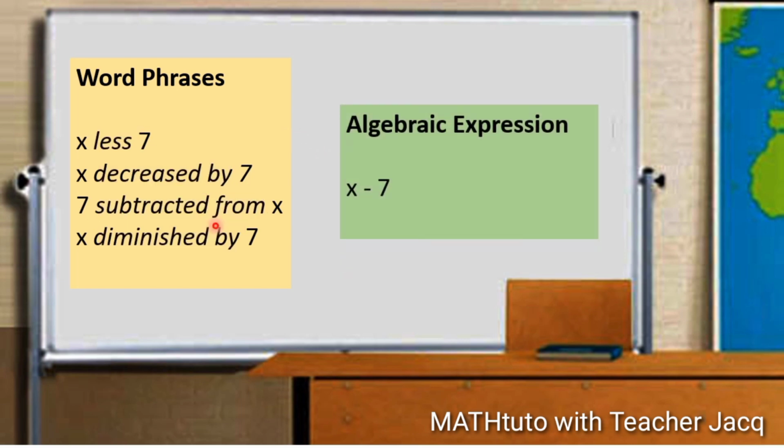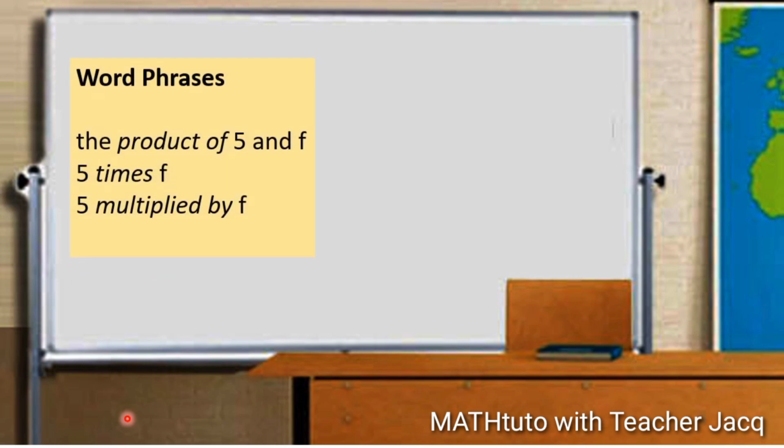So, therefore, our algebraic expression here, our variable, which is x, and then yung word na less, minus, and then yung constant na 7. So, yung ating algebraic expression for these word phrases ay x minus 7. Let's have our another example.